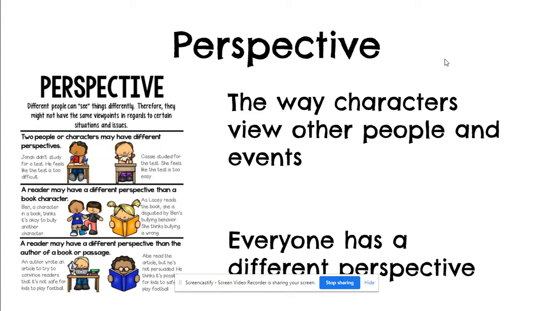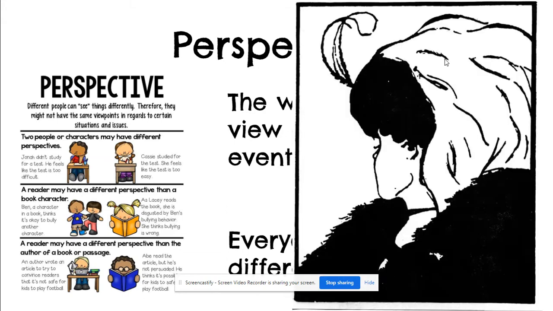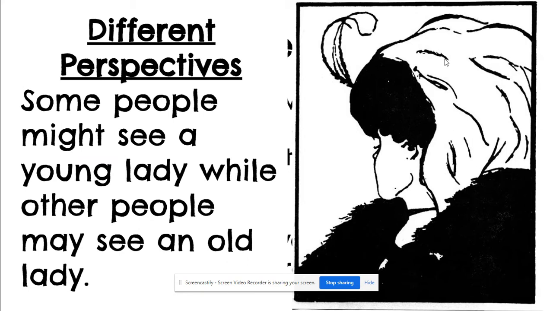One character's perspective might be that they are a bully and they think it's okay to bully. Another character's perspective may be that they do not agree with bullying and don't think it's a good idea. So each character has their own perspective. For example, look at this picture. Some people might see an old lady while other people's perspective might see a young girl. It's all about perspective and everybody has their own.